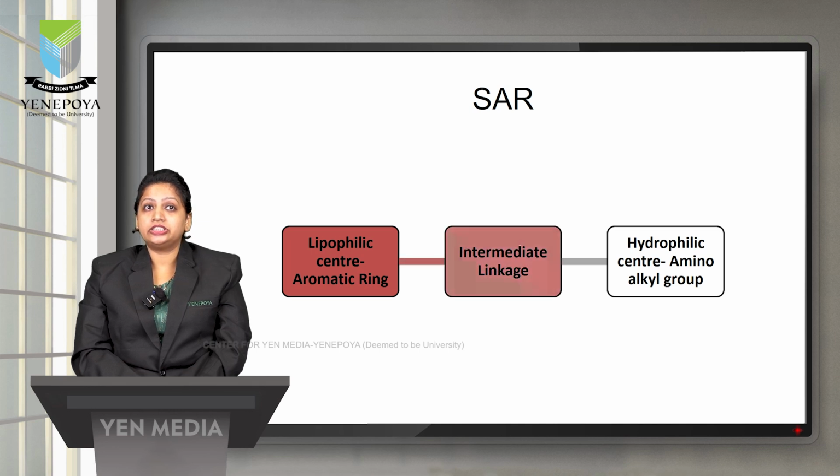Next will be the intermediate linkage. This linkage will determine what class of drug is used, either an ester or an amide drug, as a local anesthetic. And this will also determine the metabolic pathway of the local anesthetic.